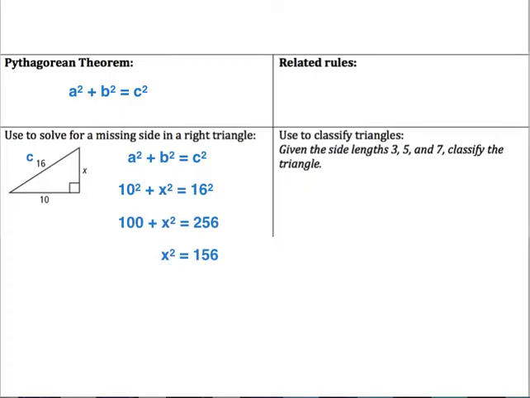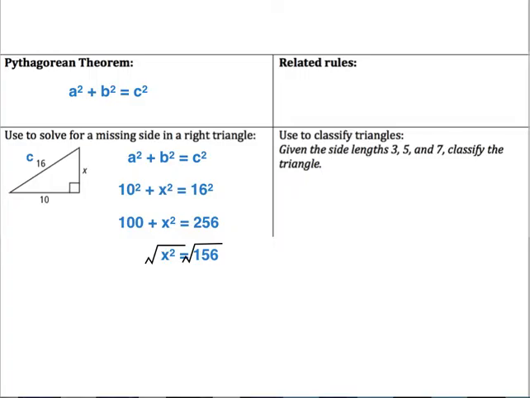After you finish the squaring, you can get x squared by itself by subtracting 100 from both sides. Now, to get just x without the square, you have to do the opposite of squaring, square rooting. But I want you to notice that when you check to see if the square root of 156 is a whole number in your calculator, it's a run-on decimal. So you're going to have to simplify the square root instead.